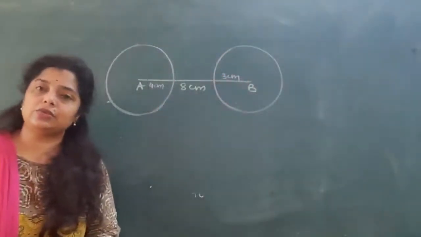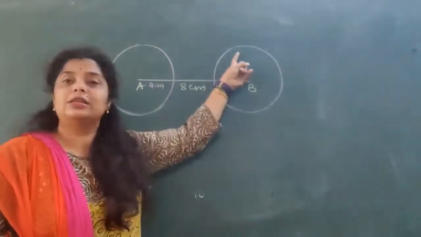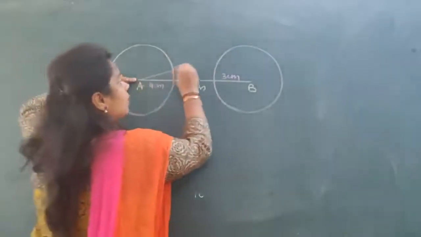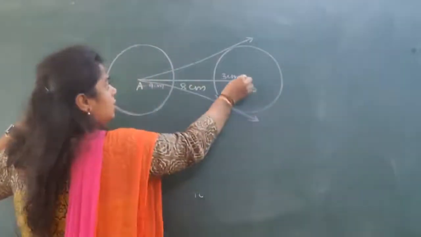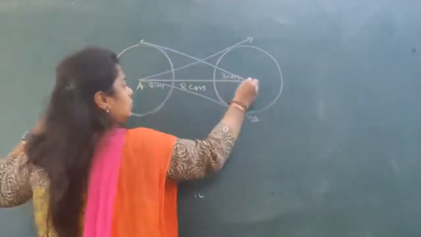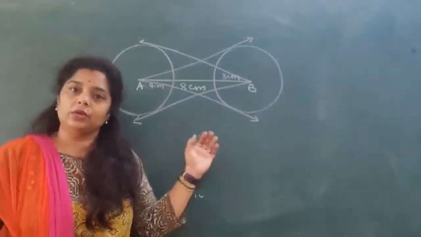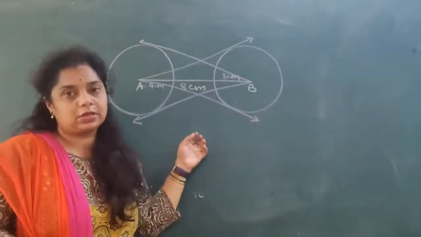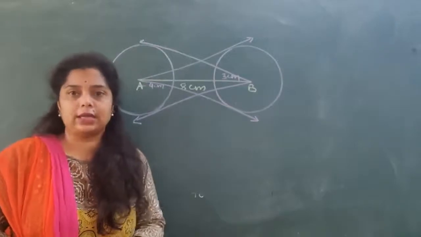And lastly, they asked to draw the tangent from the center to the other circle. It means you have to draw the tangents from A to this circle and from B to this circle. Are you getting it? Okay, so like this we have to construct our given construction. So let's start with the compass and scale.